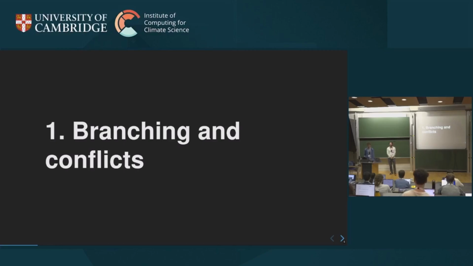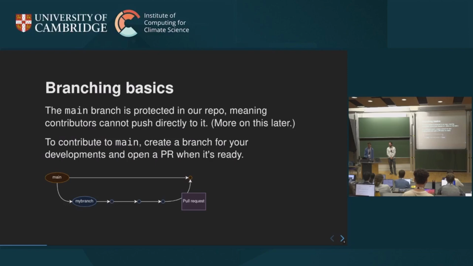So we'll start off, it's a bit of a lecture at the start, so we're going to talk a bit about branching and branch conflicts. The repository that we've got here has got main. Since this is the intermediate course, I'm sure everyone has seen main before. It's the branch where the software lives, basically.